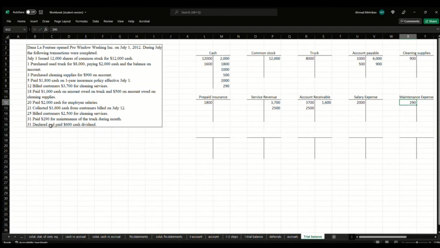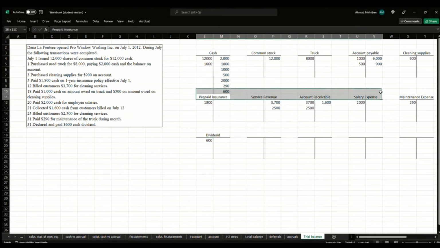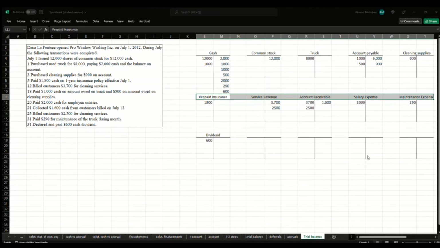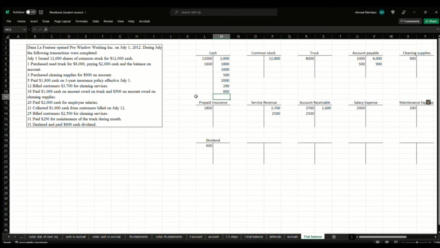And lastly, we declared and paid $600 of cash dividend. Again, cash dividend is paid out, so cash is out, and dividend is increasing through 600. So we show that we paid $600 on dividends. Again, I need to add another line because I don't have enough space to balance out our accounts.